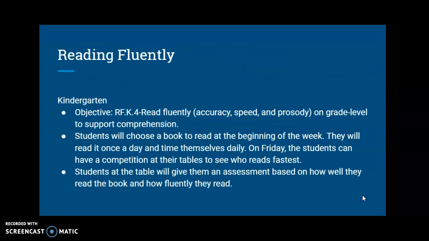So for this lesson on the app, I chose for students to be reading fluently. So it's for kindergarten once again. My standard and objective is RFK4, reading fluently, accuracy, speed, and prosody on grade level to support comprehension. Students will choose a book to read at the beginning of the week. They will read it once a day and time themselves daily. On Friday, the students can have a competition at their tables to see who reads the fastest or who reads the best. And then students at the table will give them an assessment based on how well they read the book and how fluently they read.